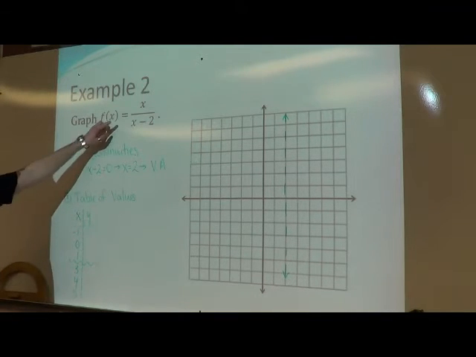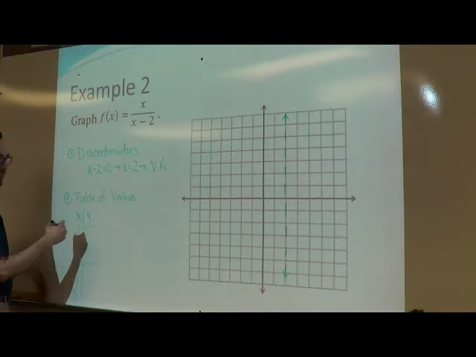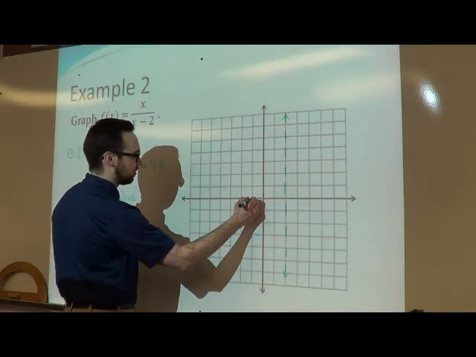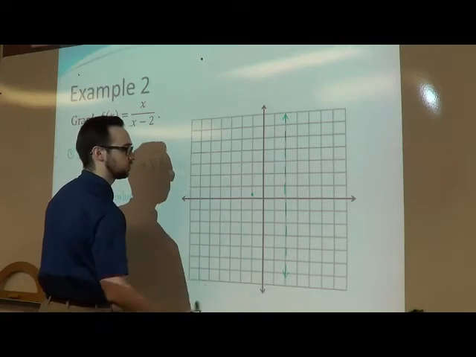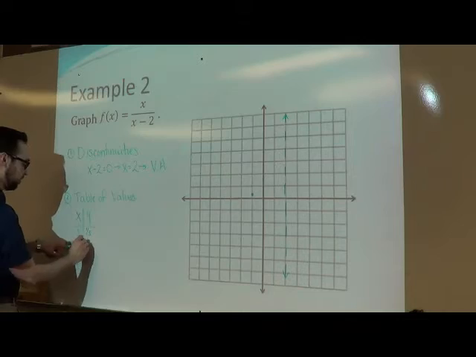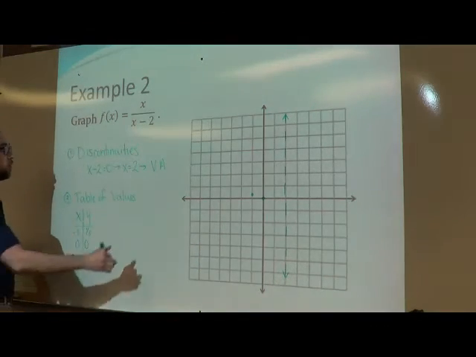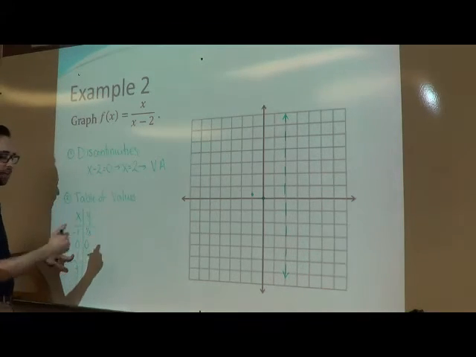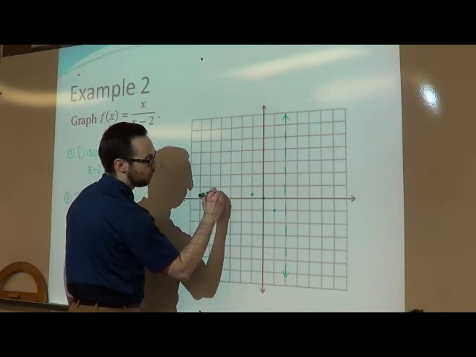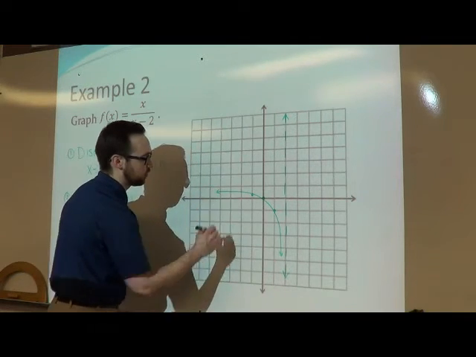So at -1, we have -1 over -1 minus 2. So that's going to be -1 over -3, or just 1/3. So I have the point -1, 1/3. Then we go with 0. 0 over -2 is just 0. So we have 0, 0. And then we go to 1. So 1 over 1 minus 2 is 1 over -1, which is -1. So notice we start to jump down here, because what this is doing is going to look something like that.